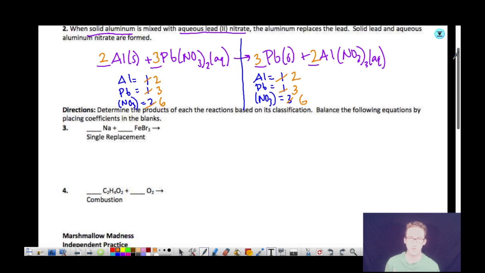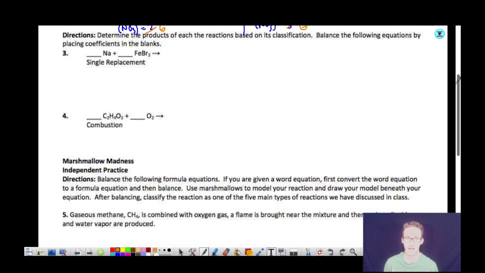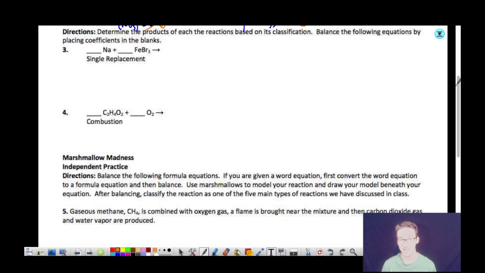All right, we're going to do 2 last problems here. These last 2 problems of the guided practice are asking you to combine what you know about classification of reactions with the balancing of a chemical reaction. As I take a look at guided practice problem number 3, I am given my reactants and I'm told that it's a single replacement reaction.